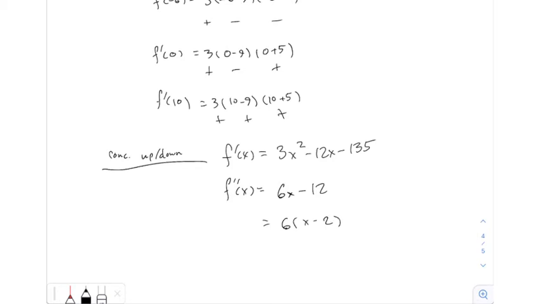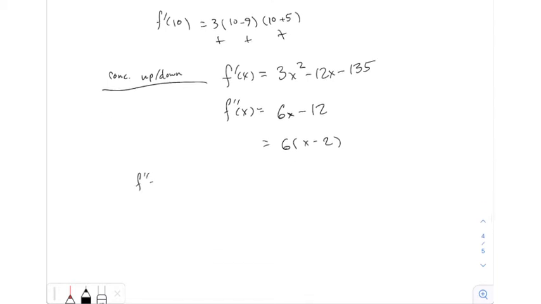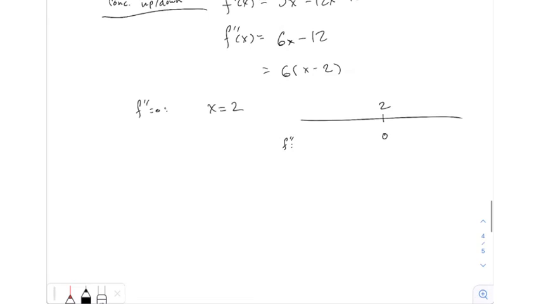And so when I set that equal to 0 and solve, I'm going to get x equals 2, right? So f double prime equals 0 gives me x equals 2. This is my only point to put on the chart for the concavity. And we plug in, as always. Plug in, say, to the left of 2, I'll use 0. F double prime of 0 is 6 times 0 minus 12. This is negative. And then f double prime, let's say 3 on the right side, is 6 times 3 minus 12. 6 times 3 is 18, so that's positive.